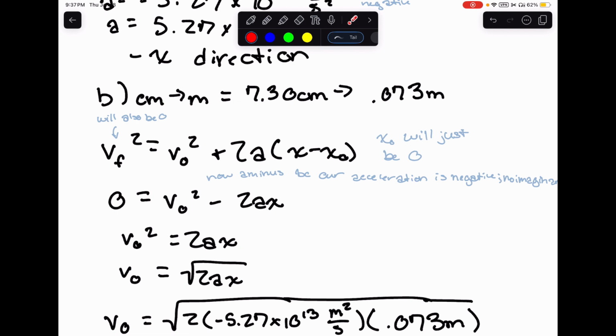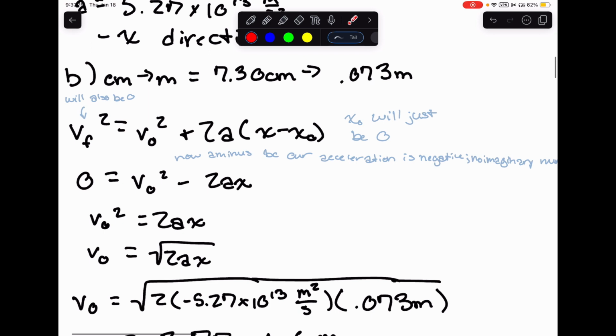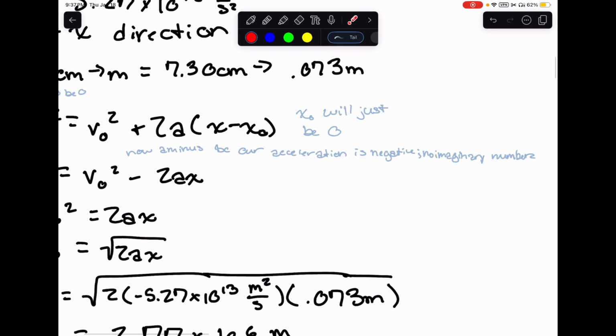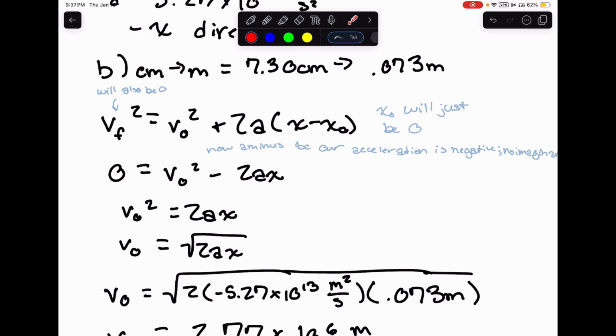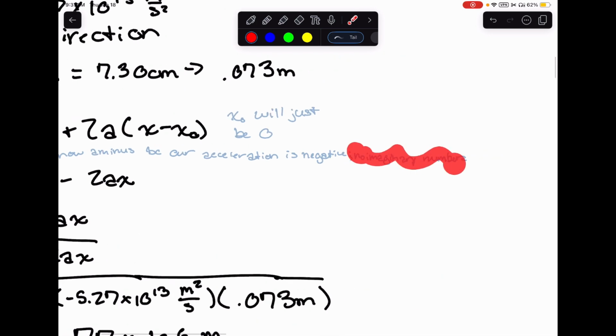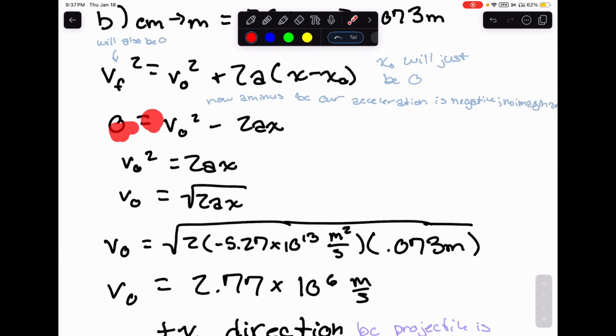So I use the kinematic equation, final velocity squared equals initial velocity squared plus 2 times acceleration times the quantity x minus x initial. It will be a minus now because our acceleration is negative, and you'll see later, but no imaginary numbers. We don't want that. And also it just works out right. So 0 equals initial velocity squared minus 2 times acceleration times position.